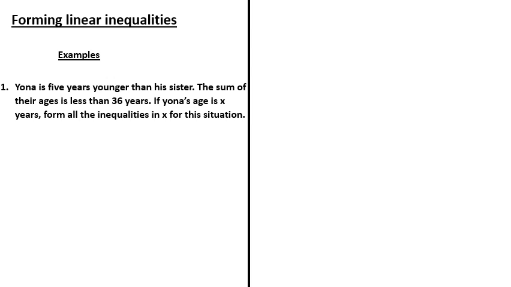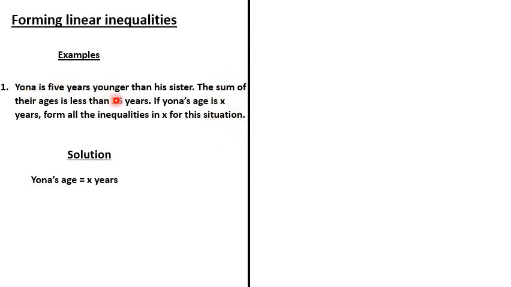So we have the ages of two persons here: Yona is 5 years younger than his sister, and the sum of their ages is less than 36 years. If Yona's age is x years, form all the inequalities in x for this situation. Let's see now the solution, how we can solve. So we are told that Yona's age is x years. That means Yona's age is equal to x years. He is x years old.